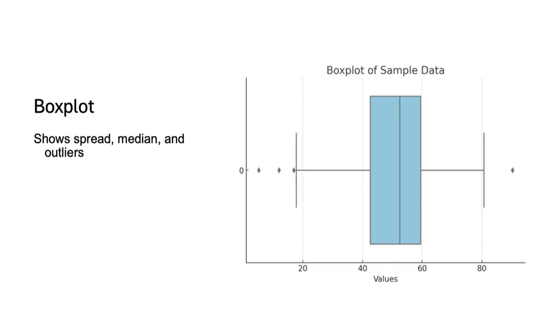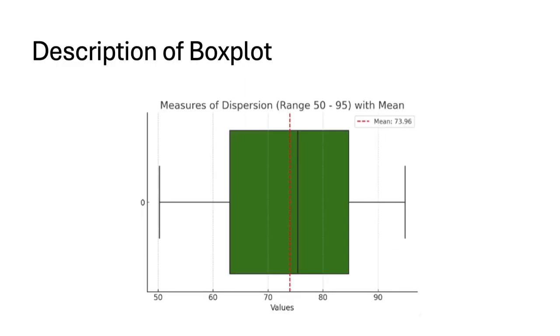The box represents the middle 50% of the data. The line inside the box is the median, as you can see here. The whiskers are these parts here, and this one here, and show variability outside the middle 50%. And the dots outside the whiskers, these ones here, indicate outliers. Okay, so here's another box plot.